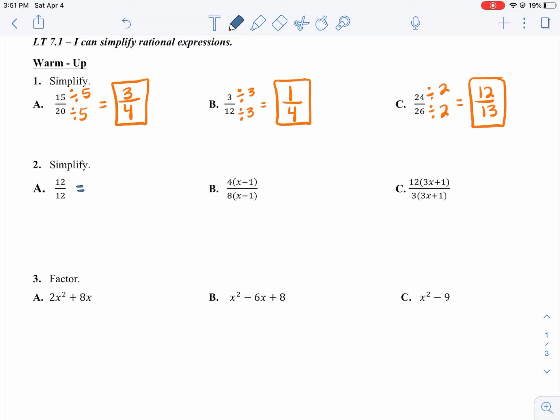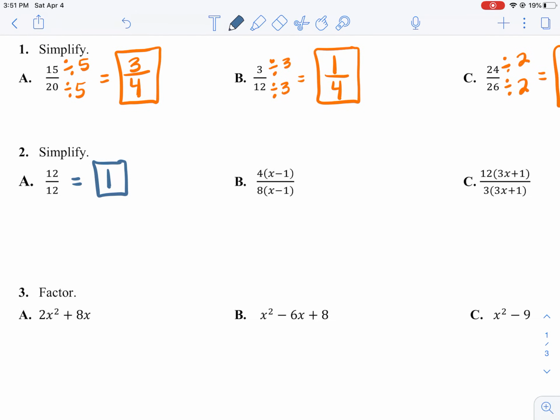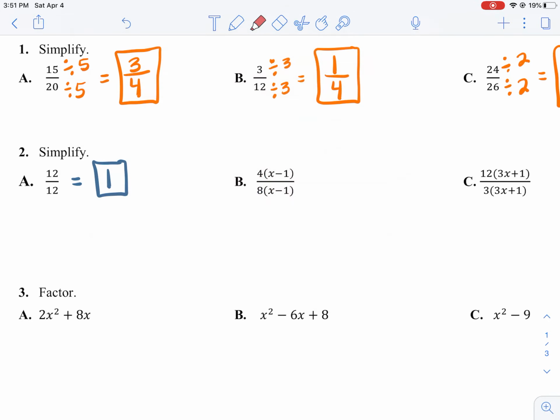We know that when we divide a number by itself, it always equals 1. If I have a pizza with 12 pieces and I have 12 people, each person gets 1 piece if it's divided evenly. Okay, so a number divided by itself is 1. So if we have something like 4 times x minus 1 over 8 times x minus 1, think of this as a common factor. You have an x minus 1 on top, you have an x minus 1 on bottom.